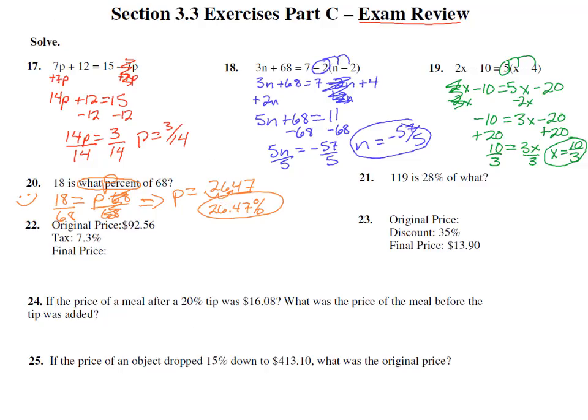Number 21. Here we have 119 equals 28%, which needs to be moved to a decimal, 0.28, of what? Well, there's our n for number, or w for what, or x is a very common variable. There we go. Now we have it in an equation. Why is that a happy face? Because we know how to solve these. We get x by itself by dividing by 0.28 on both sides, 0.28. So we get x equals 119 divided by 0.28.